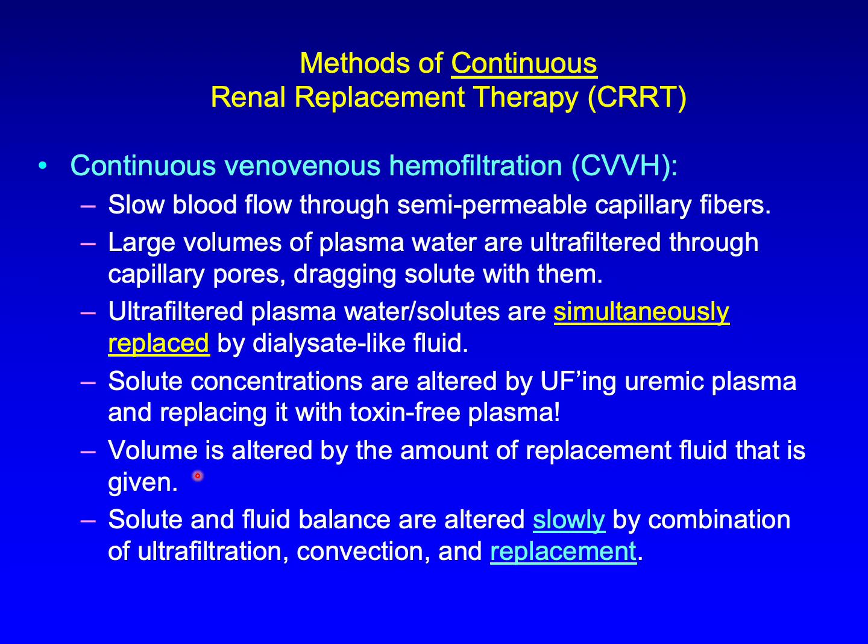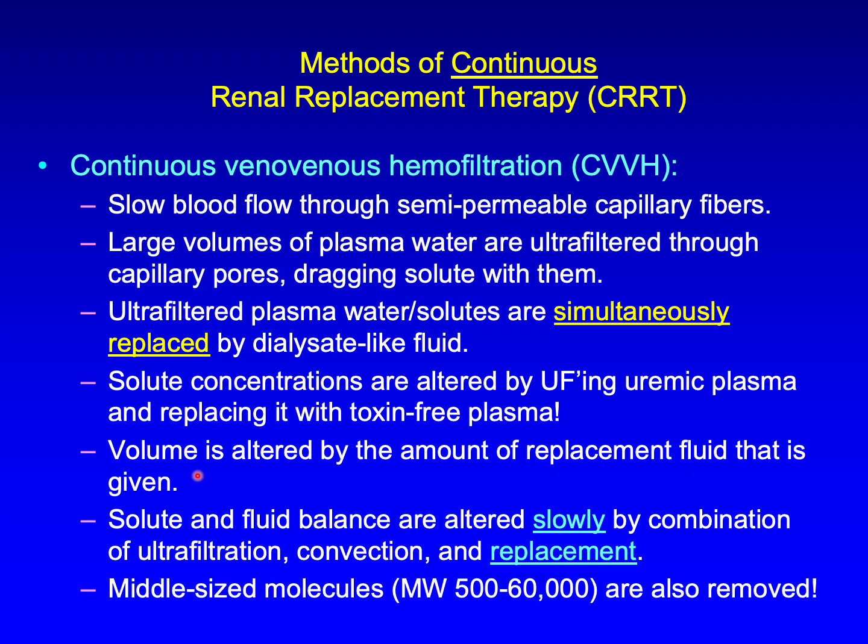Also, convection can remove larger molecules than diffusion can. So with hemodialysis and diffusion, only very small molecules, such as creatinine, molecular weight 113, urea 62, sodium 23, etc., can be efficiently removed. In CVVH, the use of convection allows the so-called middle molecules, molecular weight 500 to 60,000, to be removed as they are dragged through the semi-permeable membrane along with water.